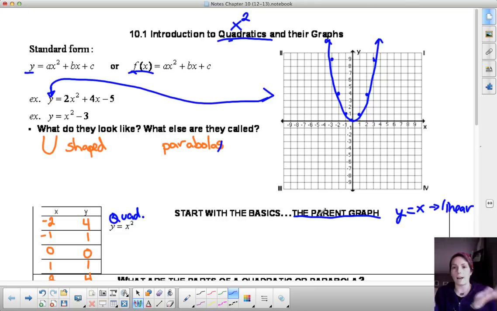We're going to make things wider and skinnier. We're going to move it left and move it right. We're going to move it up and we're going to move it down. And we're going to do all of those things together. So when we talk about the parent graph, or how does it compare to y equals x squared, this is the graph that we want to compare to.